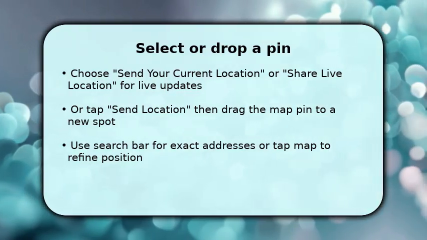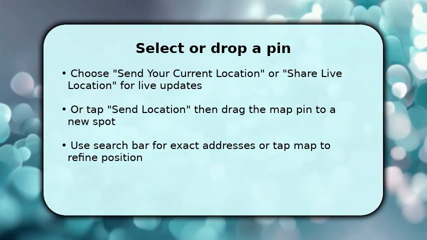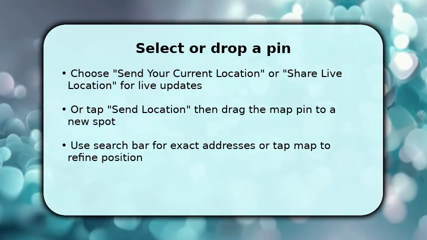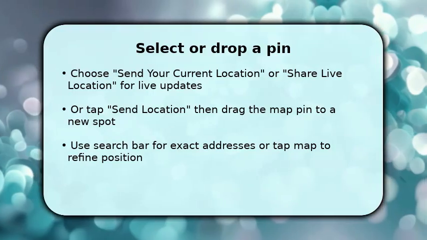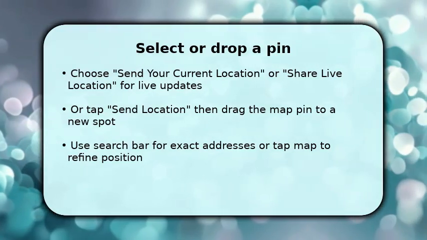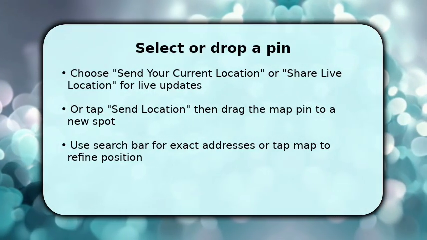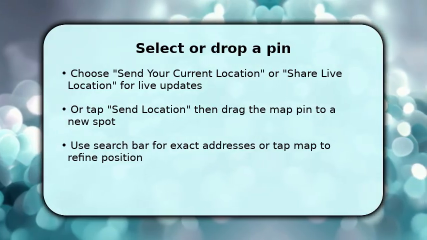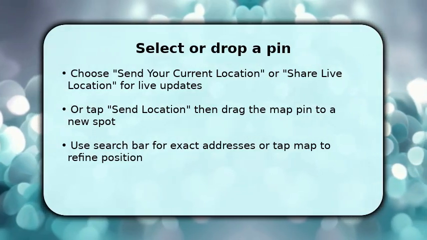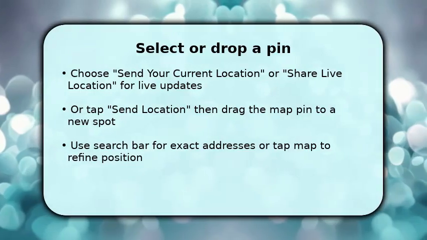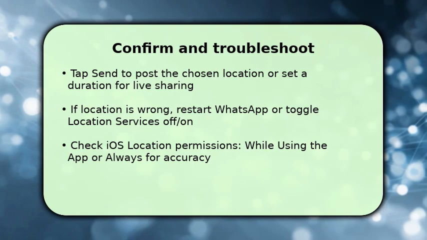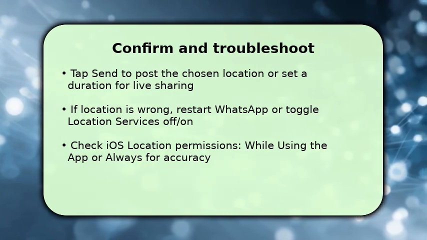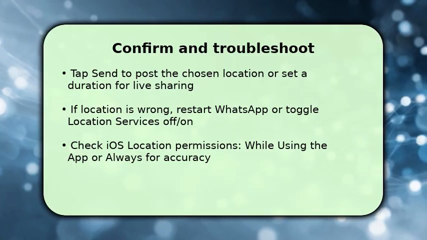If you need a different spot, tap Send Location, then drag the map pin to the precise place you want to show. This overrides your GPS reading for that message. You can also type an address in the search bar to jump directly to it. Once you adjust the pin, double-check the map preview so the recipient sees the right place. Finish by tapping Send for the static point or confirm a duration if you're sharing live location.